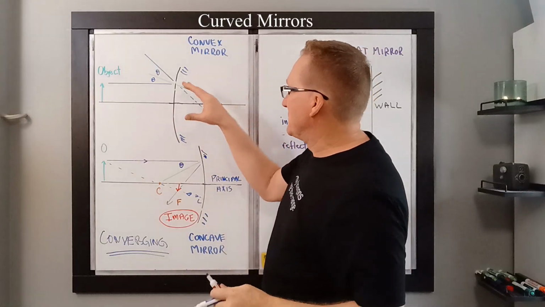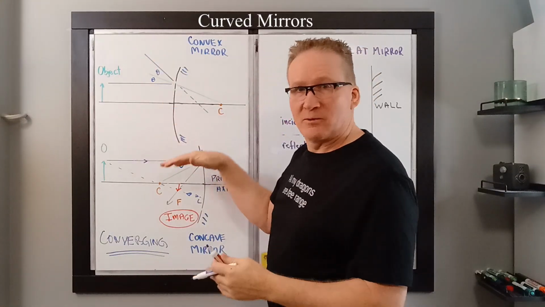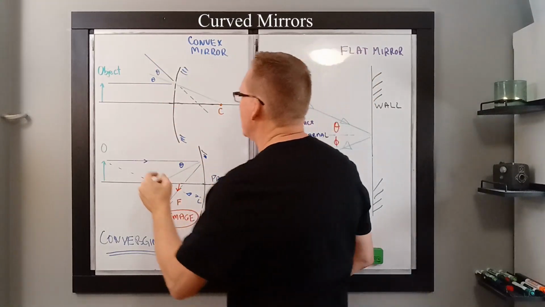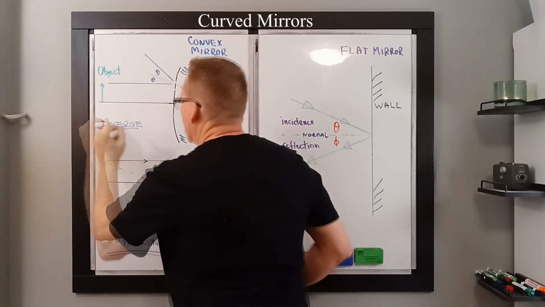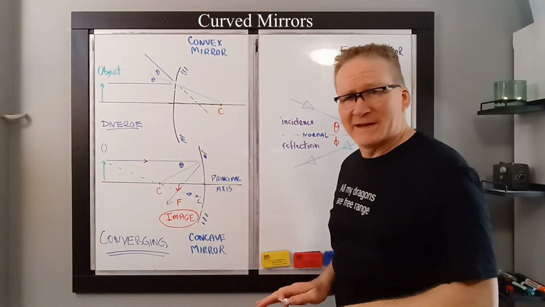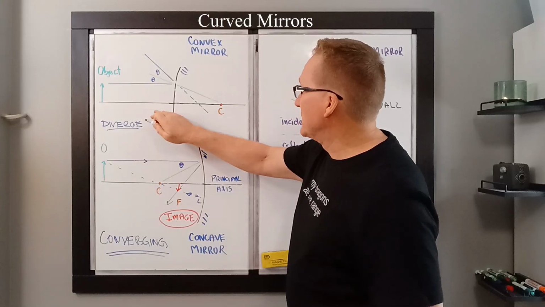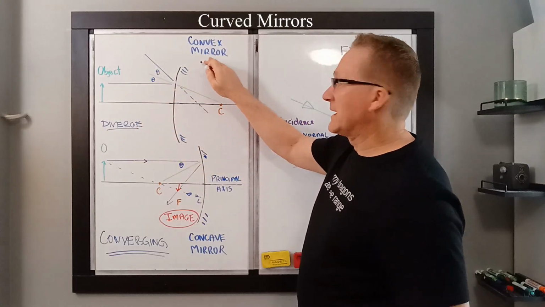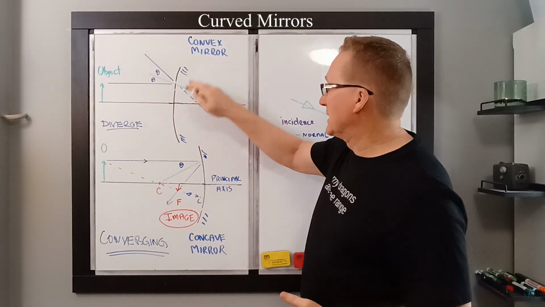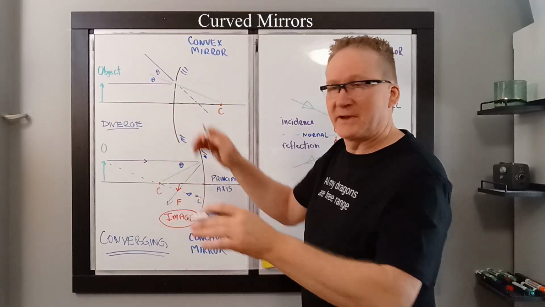So notice the light seems to be going away from each other. They don't converge anymore. What do they do? They actually diverge. Roads diverge in the woods. That means they go further apart. That's what rays of light here do. So this is called a diverging mirror. It diverges because the rays of light spread apart.